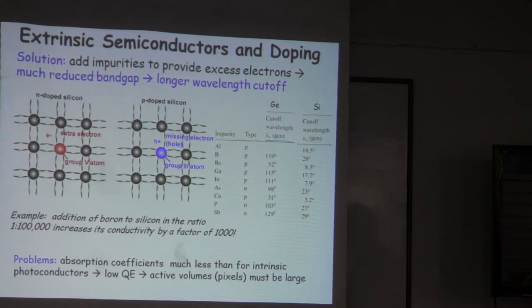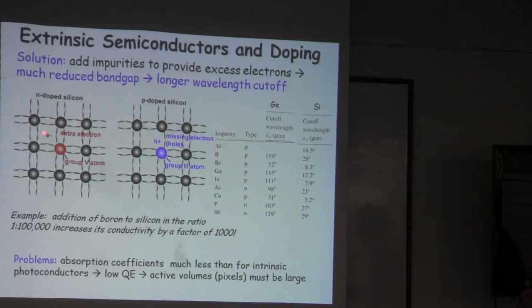1, 2, 3, 4, 5, 6, 7, 8. So now it's happy. And because it's happy, it doesn't want to give them away easily. Again, just to repeat myself, if it would give them too easily away without external energy, you would have a metal. The electrons would be freely floating and not bound. But you can't use a metal as a detector because it would not respond to light.